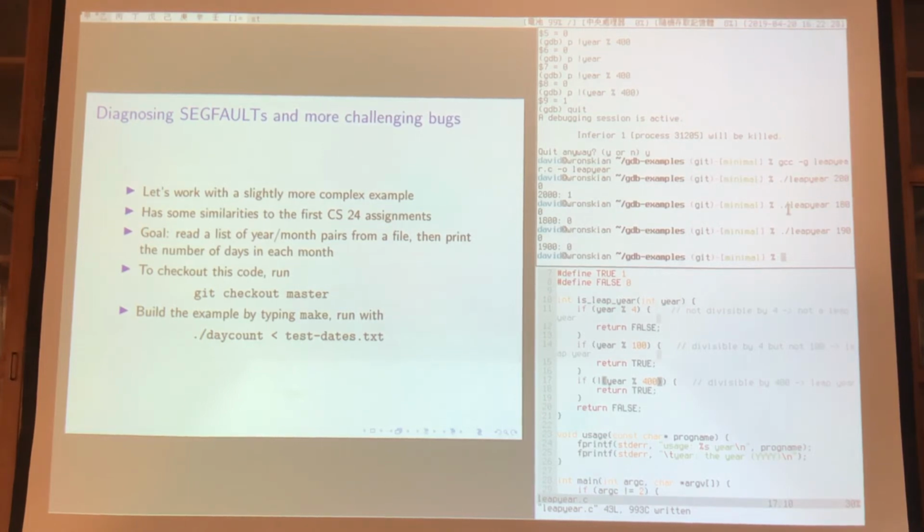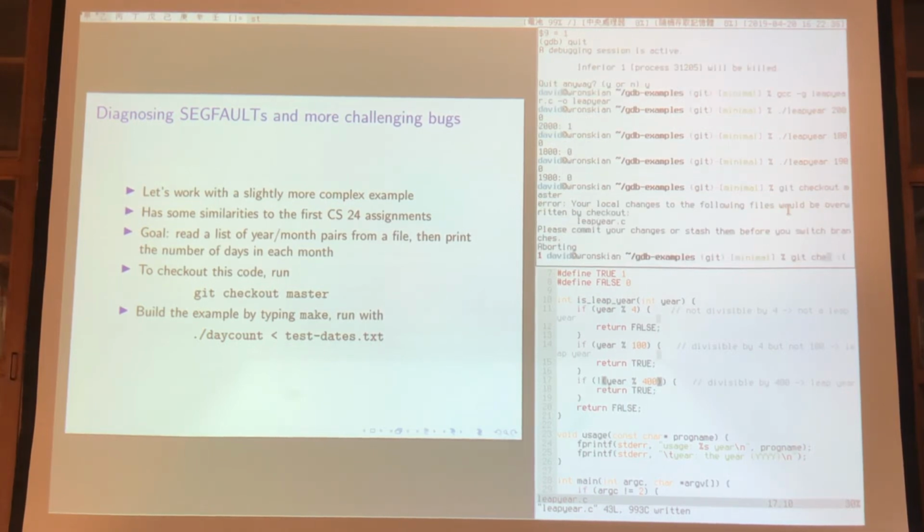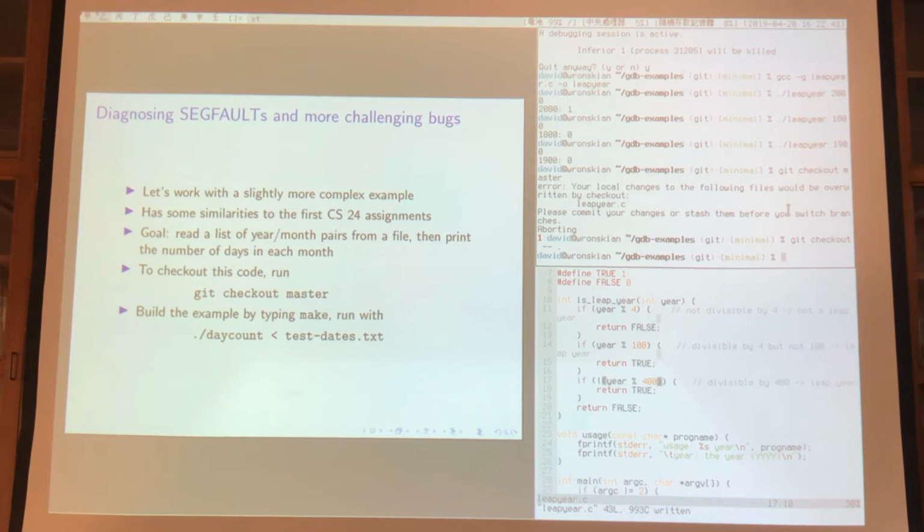In order to access this code, you're going to type git checkout master. Oh, you'll want to discard your changes first, or else it won't let you. So do git checkout -- dot. Everyone got that? git checkout, 2 dashes right next to each other, space dot.